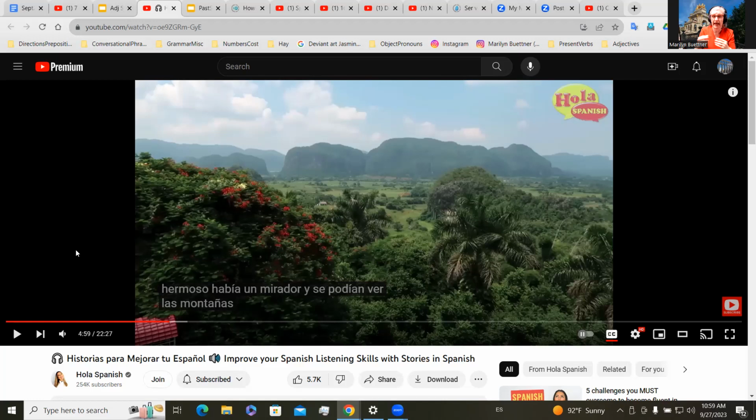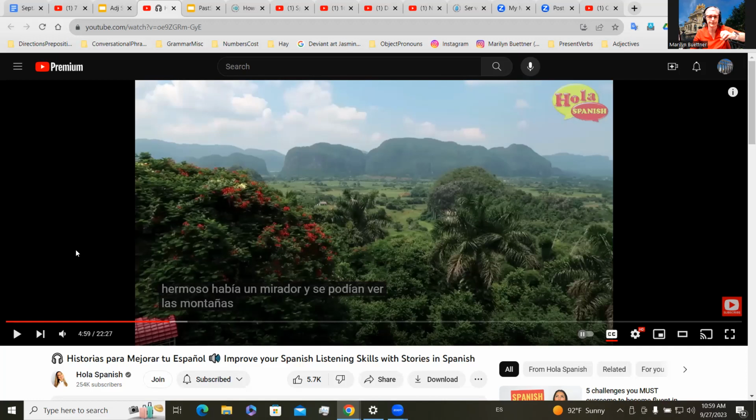Anybody could see them. Anybody who was there could see them. How does one describe this? One could see the mountains. That sounds kind of formal in English. But in English, we usually informally will say it as, well, you could see the mountains, meaning anybody. And that's what that se podían ver las montañas is about.